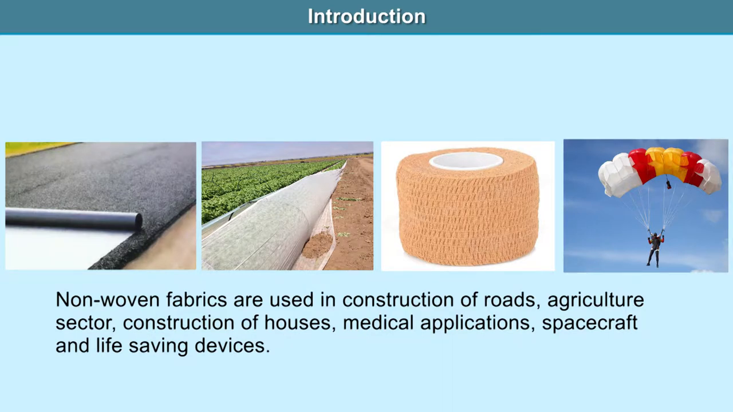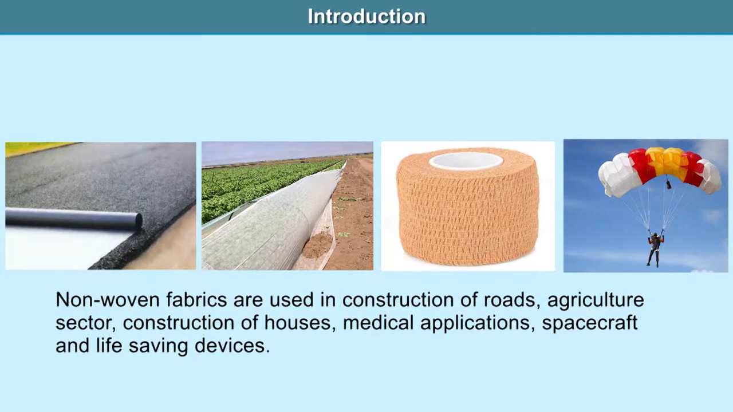And textiles are also used in medical applications, for example, the bandages, the kneecap, and the replacement of the blood vessels in the heart. What happens is that when the blood vessels wear out, they require replacement, and they are replaced by a warp knitted fabric which is called a prosthesis.